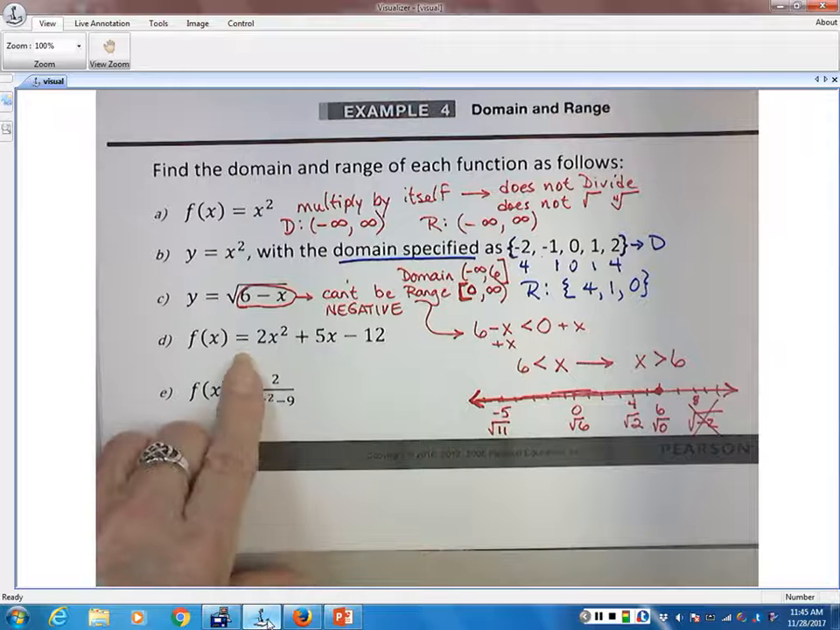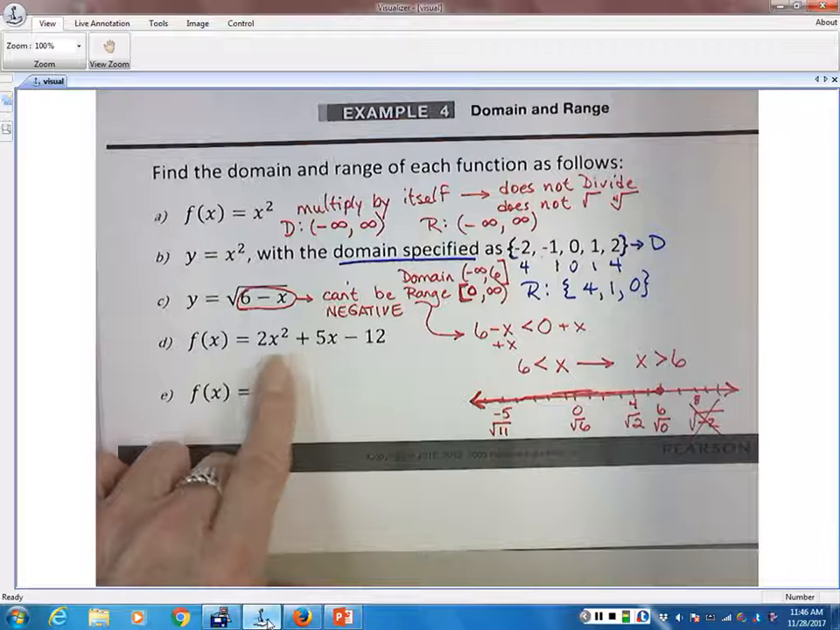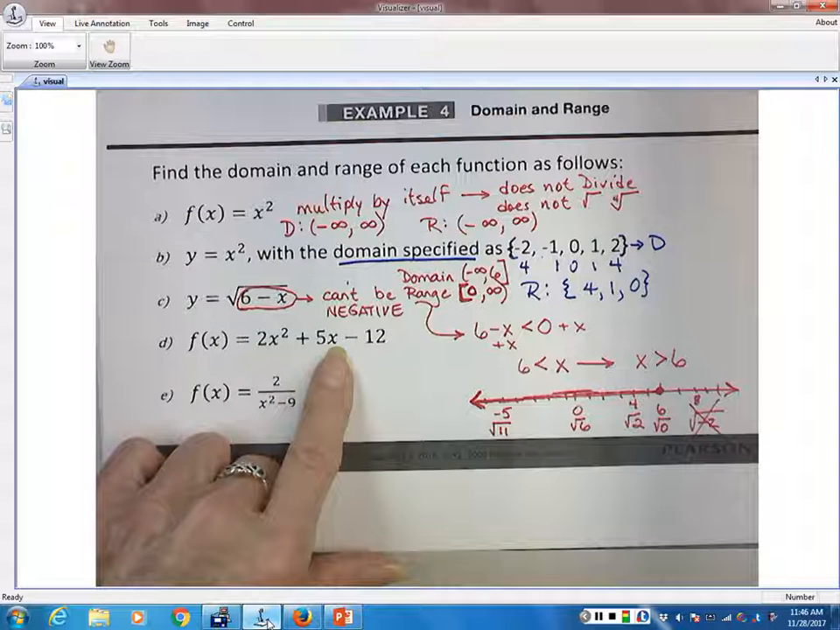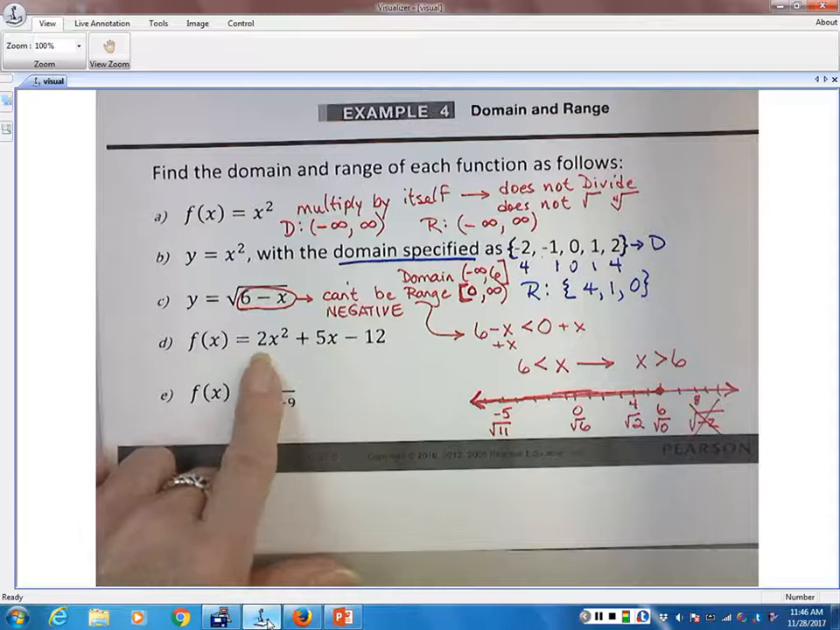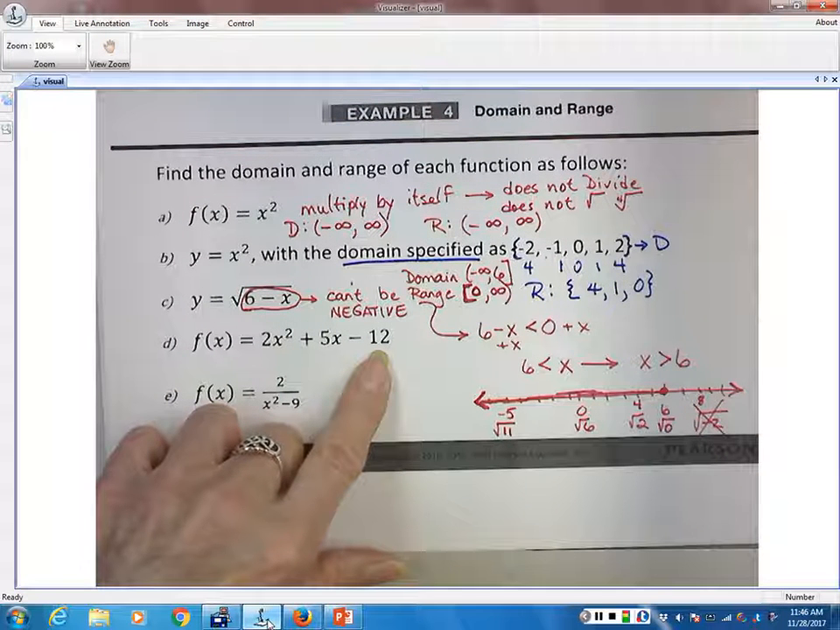What about D? Ask yourself the same question. What does f of x do with x? What's its job? It takes x and squares it. Then it multiplies it by 2. And then it multiplies it by 5 and adds it to what it got in the first go around. And then from that total, it takes 12 away from it. Okay?